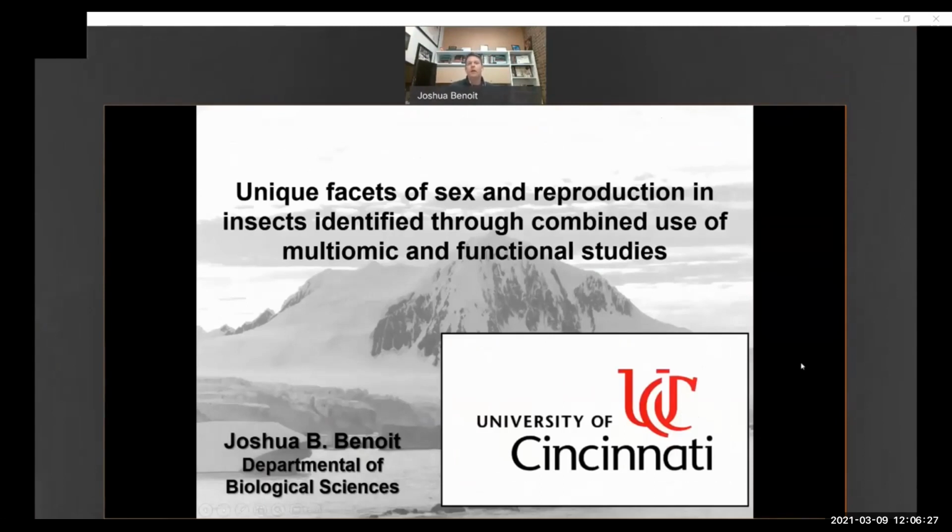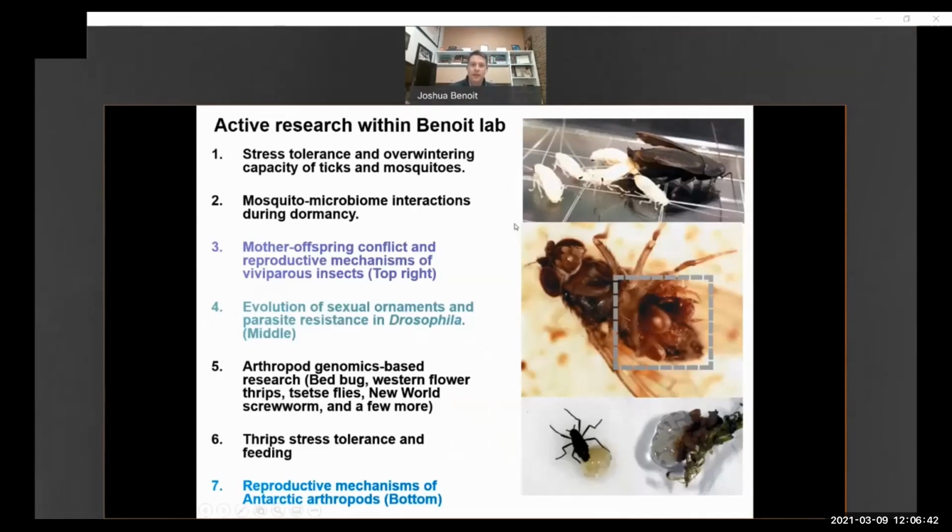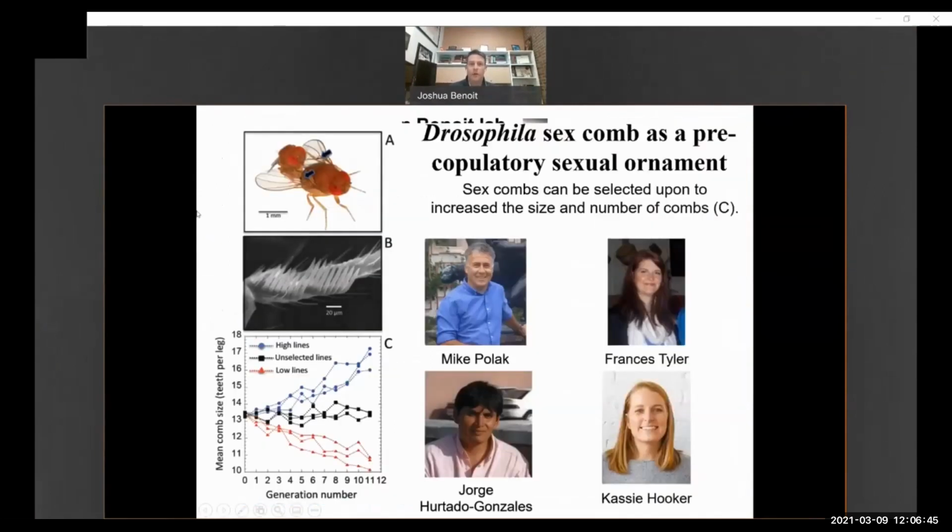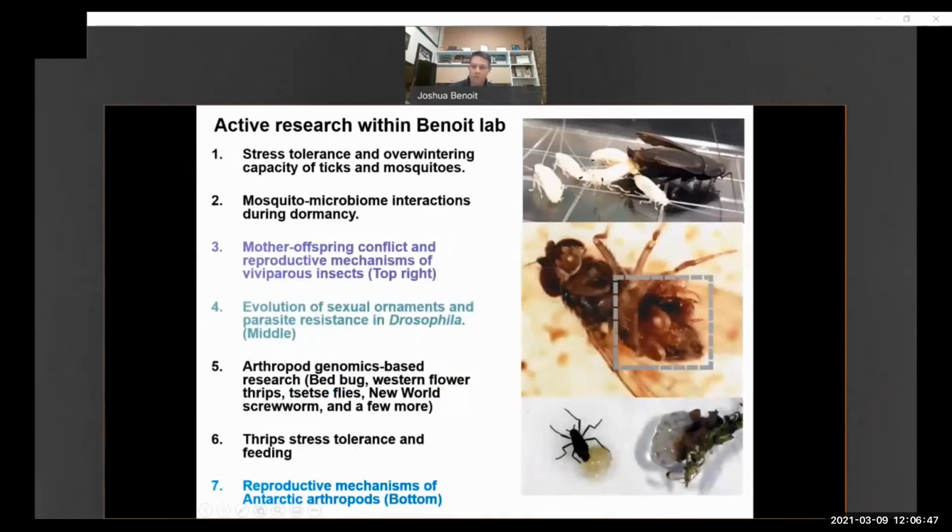Mainly this is going to focus on a study on fruit flies, a study on Antarctic midges, and then some of my work over the last few years on insect viviparous systems. These are the current active areas of research within my lab. We work on multiple projects, but today I'm going to talk about mother-offspring conflicts in viviparous reproduction, evolution of sexual ornaments of Drosophila, and reproductive mechanisms of Antarctic arthropods. Those will be the 3 projects I'm going to talk about today.